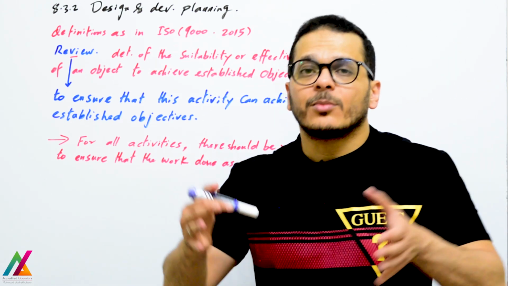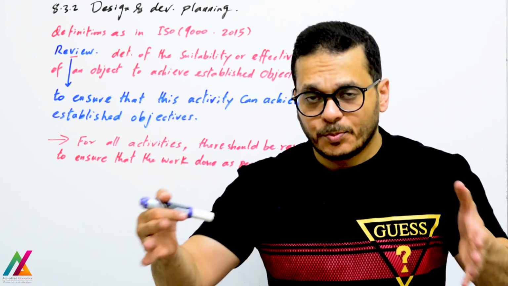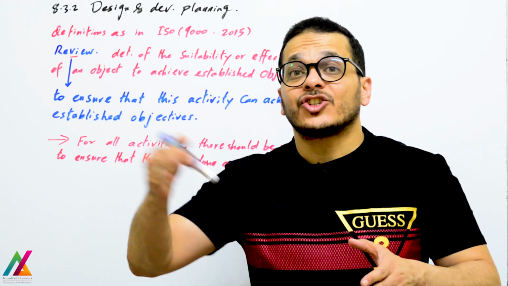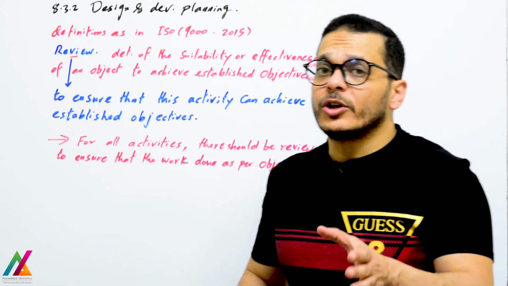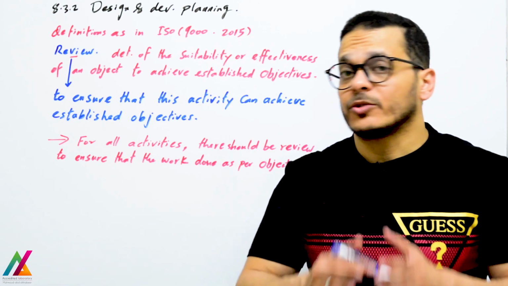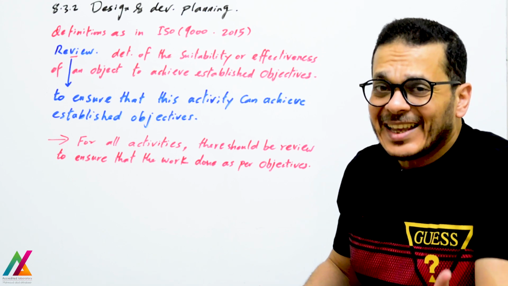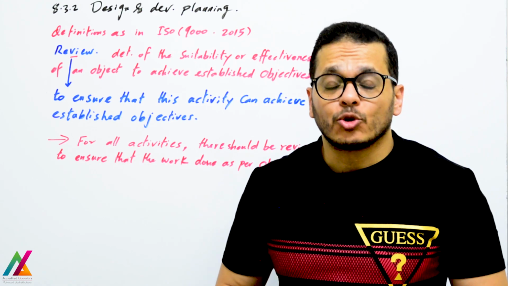So you should have some reviews for each process inside the organization to ensure that this process will achieve established objectives from the beginning, to achieve the requirements of the customer. For all activities, not only for the design and development process, but for all processes inside the organization, you shall have some applicable reviews to ensure that the work is done as per objectives.